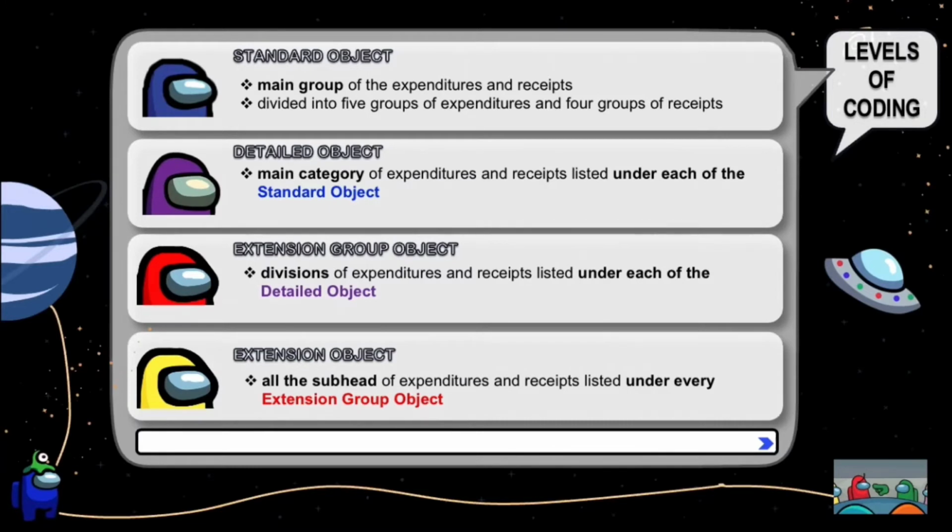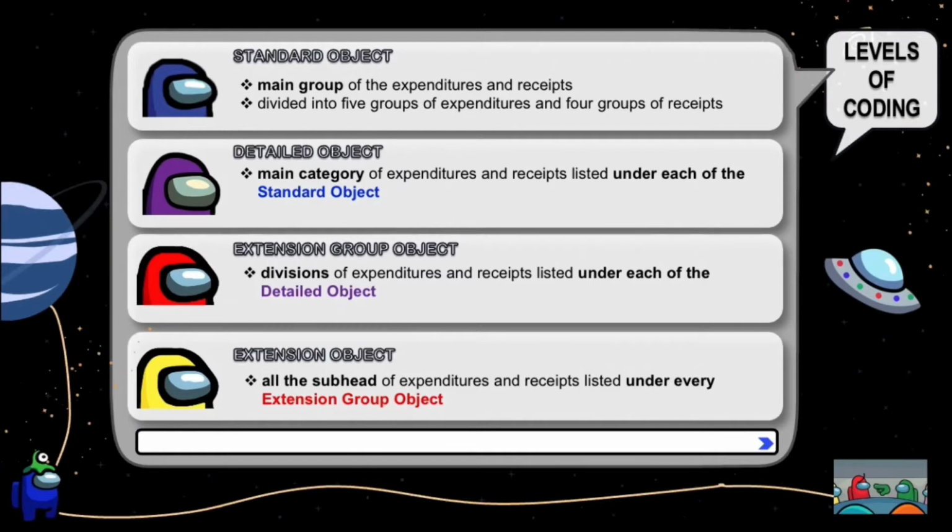Okay, next. Extension group object. Extension group object is a division of expenditure and receipt listed under each detail object. Examples of EGO are public officer salary, military salaries, and others.